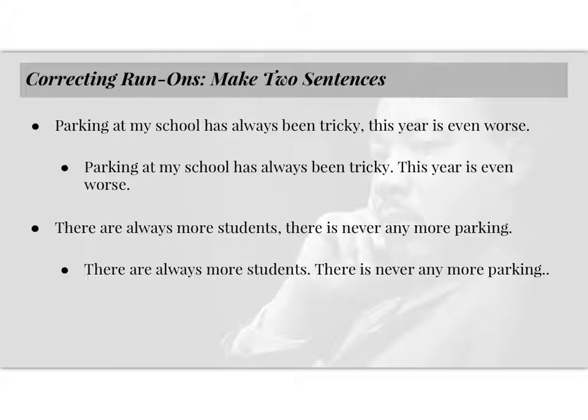The last way to fix a run-on, you just make them two sentences. So if you already have two independent clauses, you just make that comma a period. Parking at my school has always been tricky, comma, this year is even worse. I've got an independent clause here, an independent clause here. Independent clause equals a simple sentence, equals a simple sentence. Well, if it's a sentence, I can just make my comma a period.